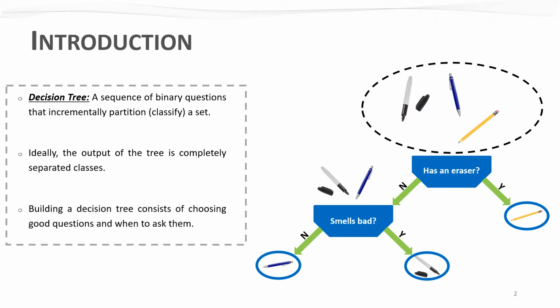A decision tree is simply a sequence of yes or no questions that split an input set into purer and purer subsets. Ideally, this continues until the data is entirely separated.